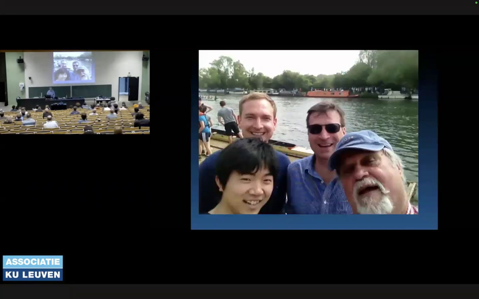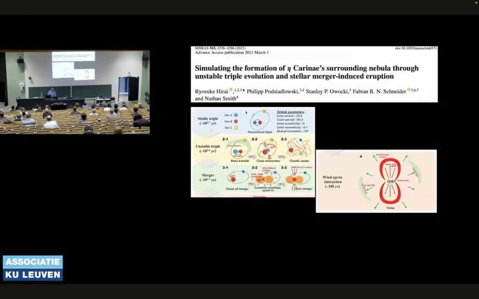And there we are in Oxford. And I learned a lot from Philip and Rio, and Fabian was in this picture as well. It was one of the most pleasurable combinations of a beautiful place to visit and having great science.